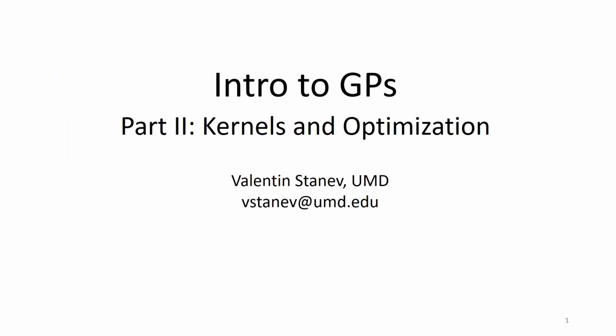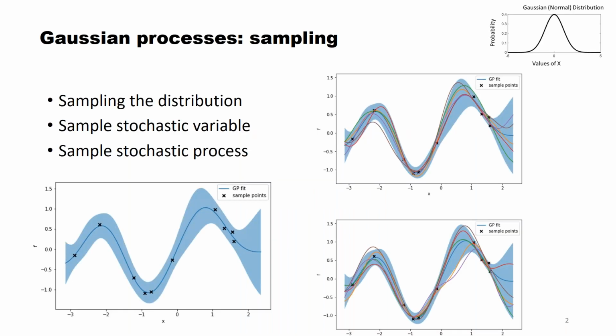Okay, so my name is Valentin Stanev, and I'll be doing the second part of this introduction to Gaussian processes. Dan gave a theoretical introduction and how you can think of them, and I'll go over some more practical questions. So how do you actually work with them, and if you want to use them to build some particular model, what are some of the things that you have to do?